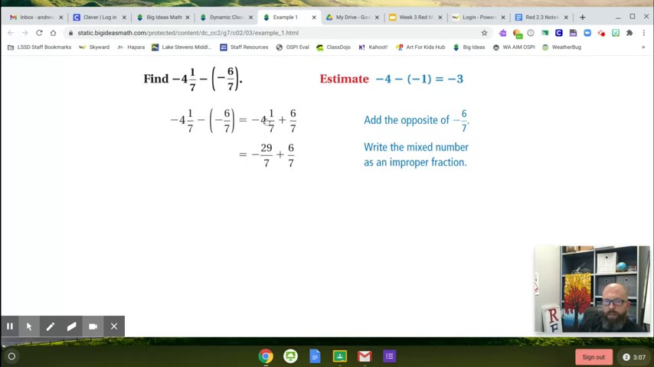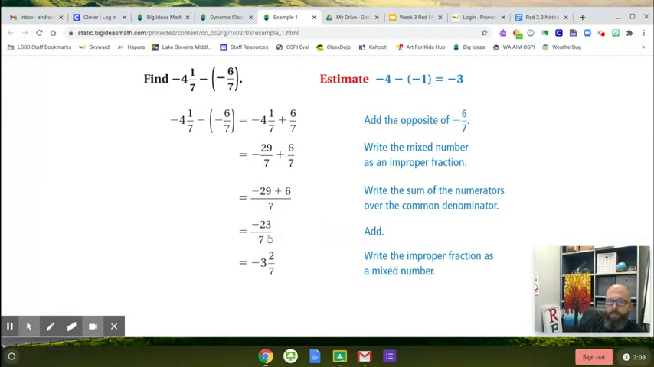Now we're going to turn this into an improper fraction. So we have to multiply 7 times 4, which is 28, plus 1, which is 29. So now I have -29/7 plus 6/7. Now we're going to write the sum of the numerators over the common denominator. Thankfully, this already gave us a common denominator. So we take -29 plus 6 and we put it over 7. Now we do our addition and we end up with -23/7.